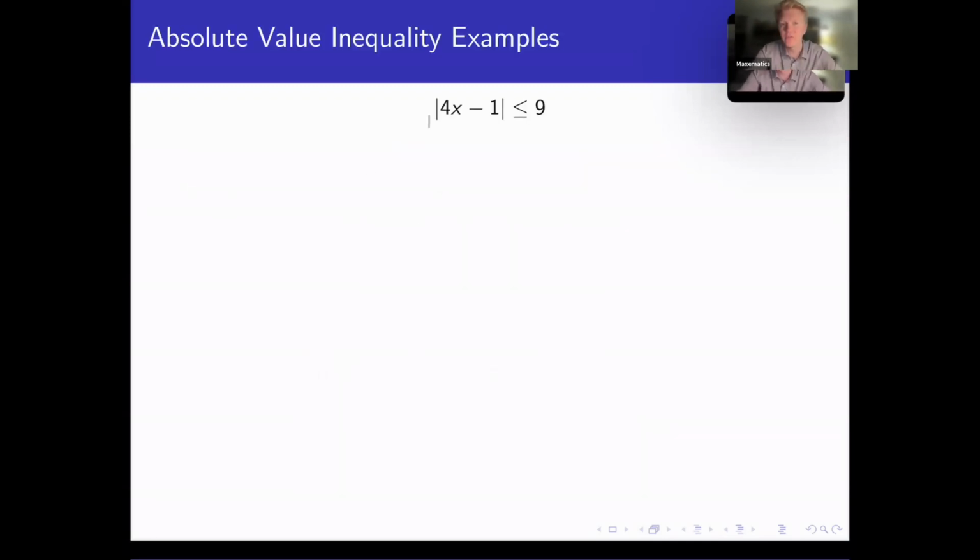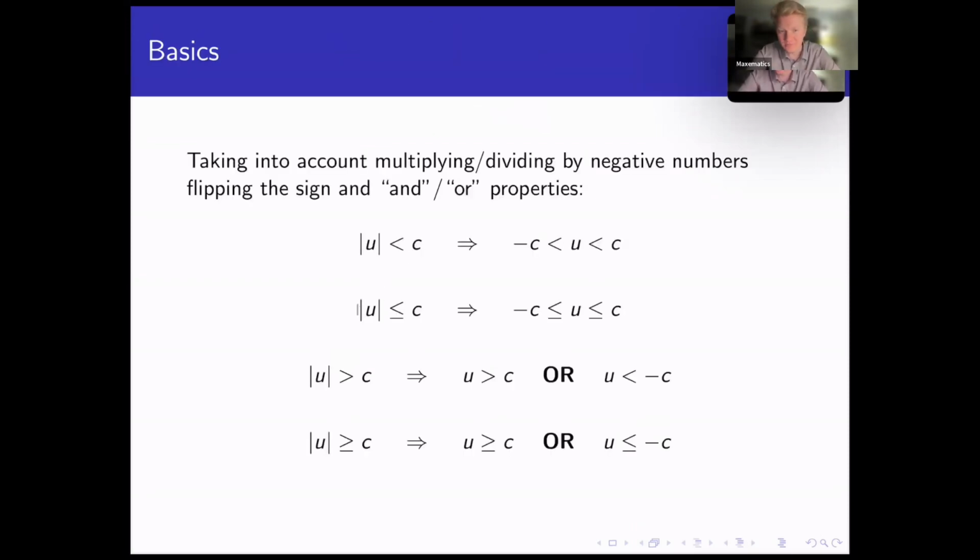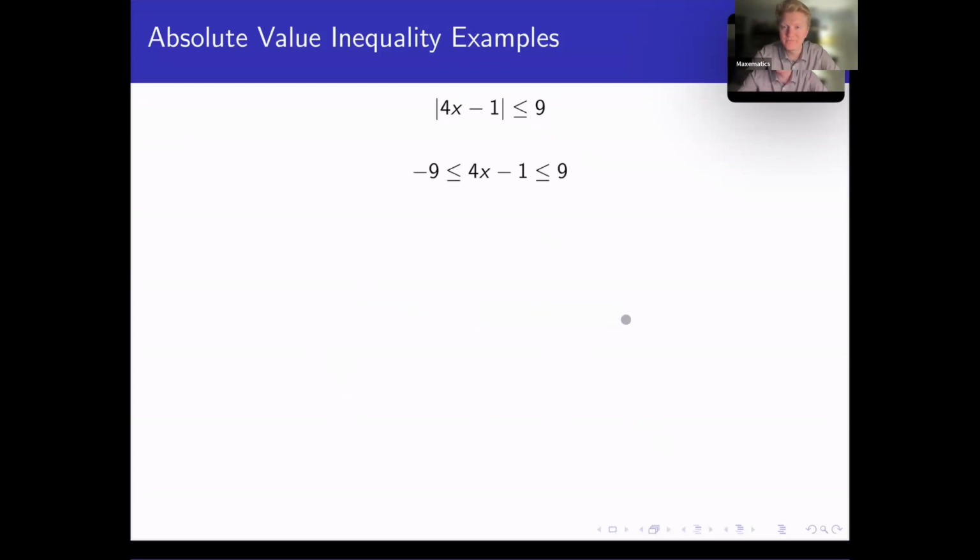Okay, so the absolute value of 4x minus 1 is less than or equal to 9. What we're going to do is use this rule right here. Absolute value of 4x minus 1 is less than or equal to 9 would be: make this negative 9 less than or equal to 4x minus 1 less than or equal to 9. And now it's an inequality we solved in the last section.